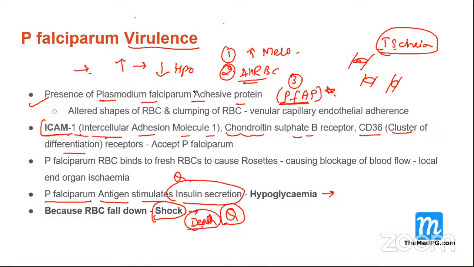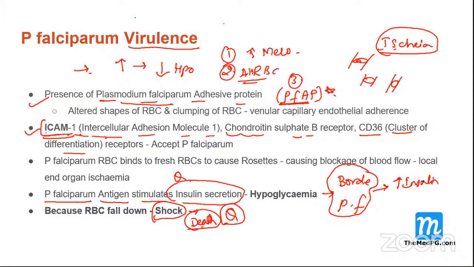So I want you all to remember this particular adhesive protein, and these are the three receptors: ICAM1, chondroitin sulfate B receptor, and CD36 receptors of the human. So these receptors attract the Plasmodium. And there are only two infections in man, Bordetella and Plasmodium falciparum infection, which stimulate increased production of insulin. This point you have to remember.